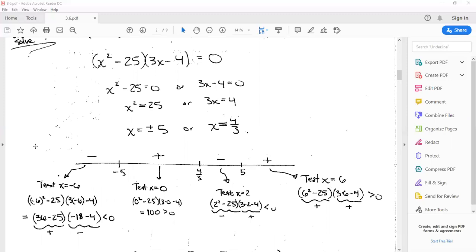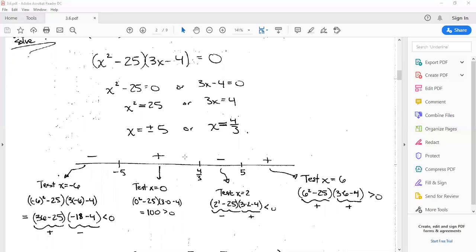OK, the next one to check is the interval between negative 5 and 4/3. My favorite number in between there is x equals 0, because it's very easy to evaluate things at 0. So what do we get? 0 squared minus 25 is a negative number. And 3 times 0 minus 4 is also a negative number. So the product of these two negative numbers is positive. So the polynomial is positive all along the subinterval between minus 5 and 4/3.